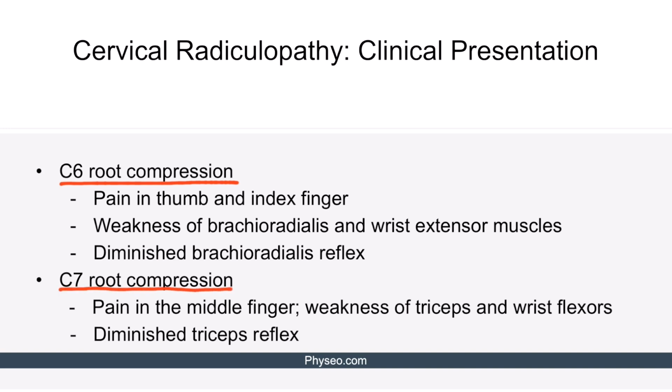C7 root compression results in pain in the middle finger because C7 fibers innervate the skin over this finger. Patients with C7 radiculopathy will exhibit weakness of the triceps and the wrist flexor muscles because the radial and median nerves both contain C7 fibers. The triceps reflex will also be diminished.